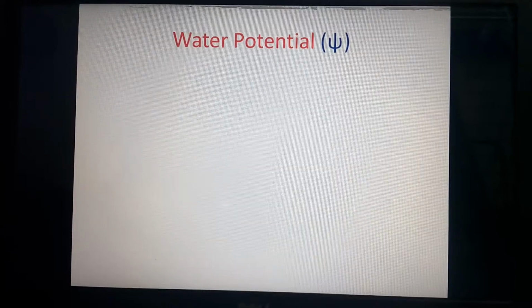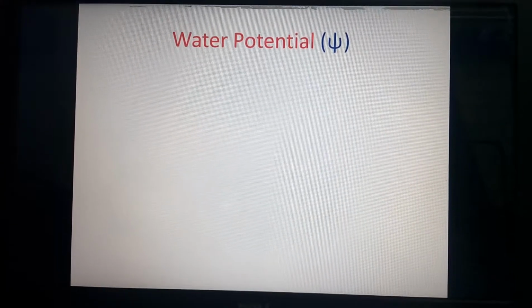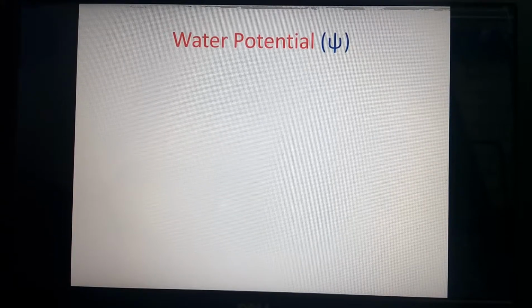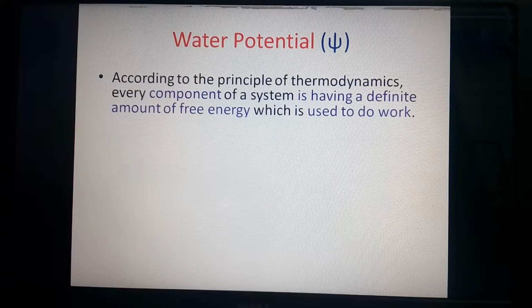Water potential. Dear student, to know about the water potential, firstly, we should know some rules related to thermodynamics.